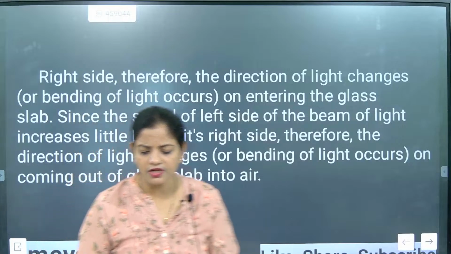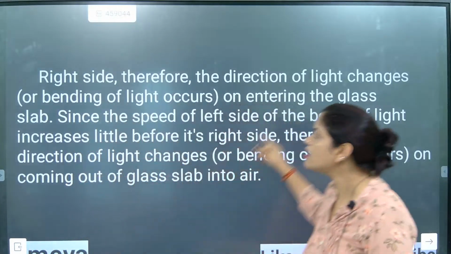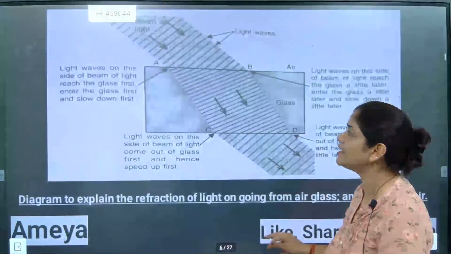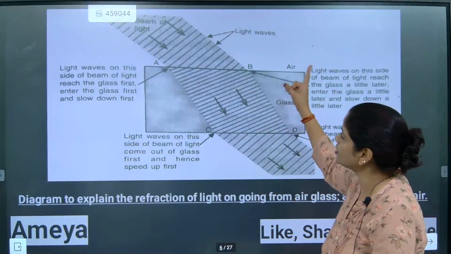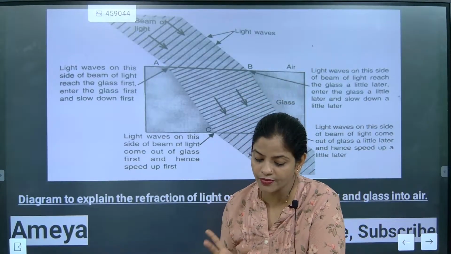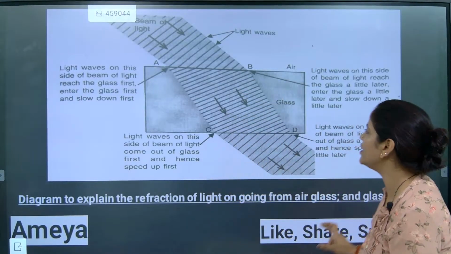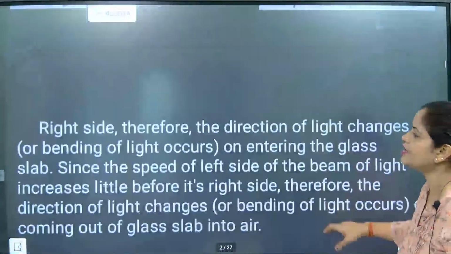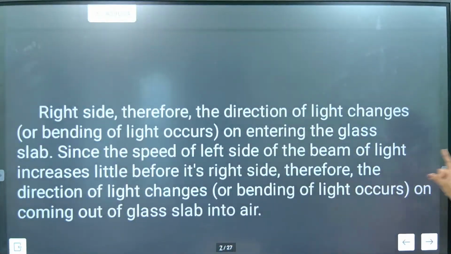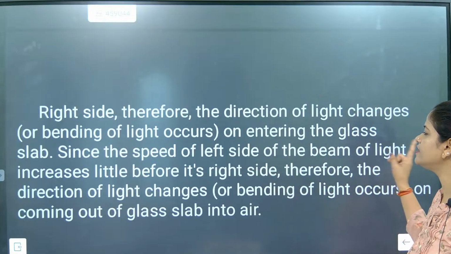Now we are going to understand which side the speed is changing first. Right side or left side? Can we see, beta, which side is exactly changing first? That also we must know. Are we ready for it? So on the right side, the direction of light changes, or bending of light occurs, on entering the glass slab.